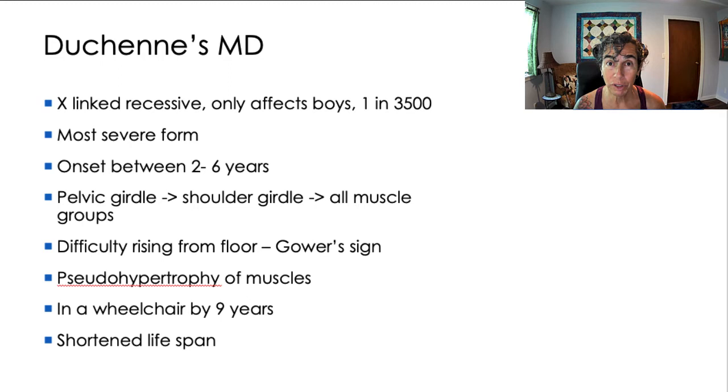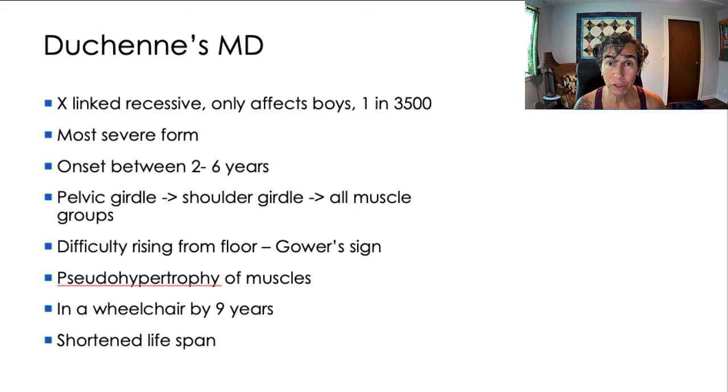Children with Duchenne's have difficulty rising from the floor, and they develop something called a Gower sign, which I'm going to show you a slide of next. There's also pseudohypertrophy of the muscles. And what this pseudohypertrophy means is that the muscles, and the calves are a pretty frequent place for this to happen.